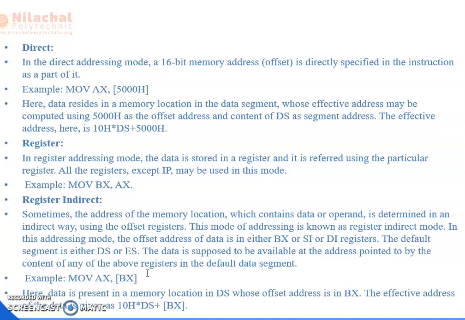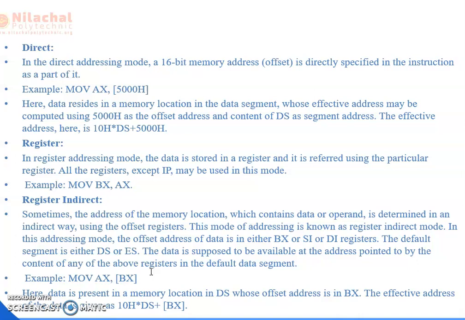So next one is register addressing mode. In this register addressing mode, the data is stored in a register and it is referred to using the particular register. All the registers except instruction pointer may be used in this mode. For example, MOV BX, AX.